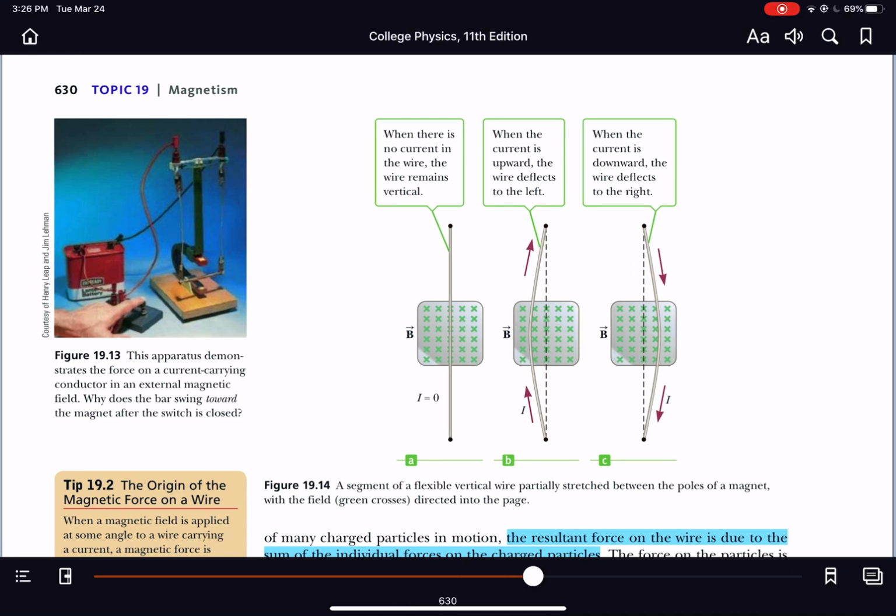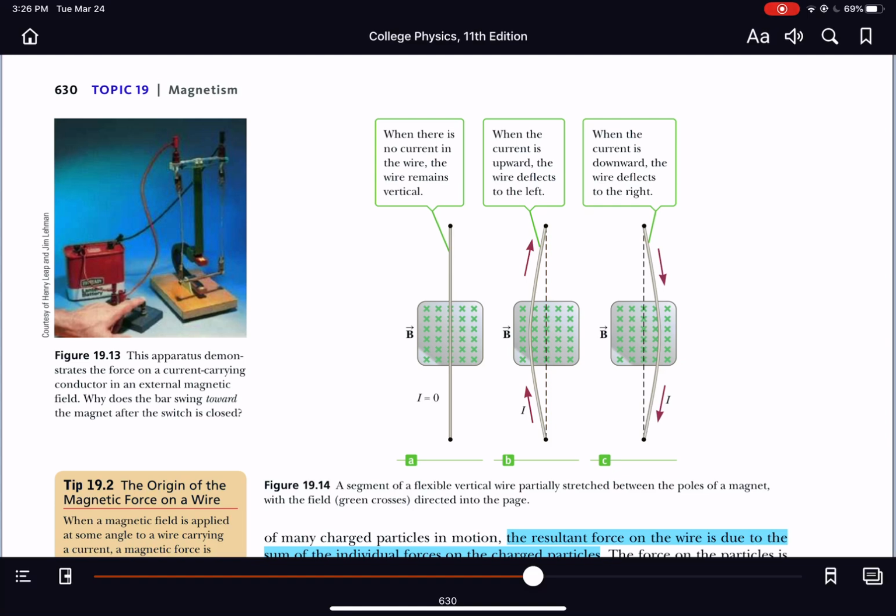If you look at this picture on page 630, notice the direction of the magnetic field. Is it into or out of the page? If you remembered correctly, the green X's mean that the magnetic field is going into the page.